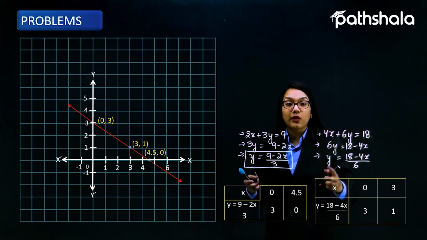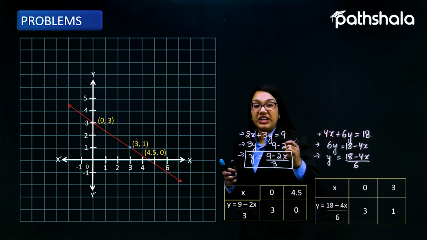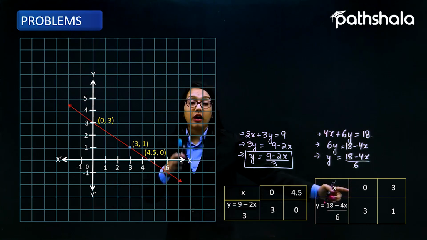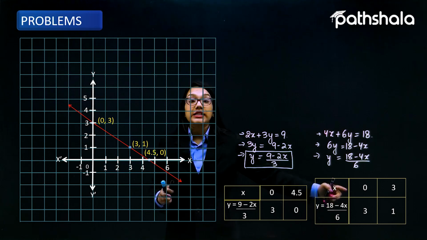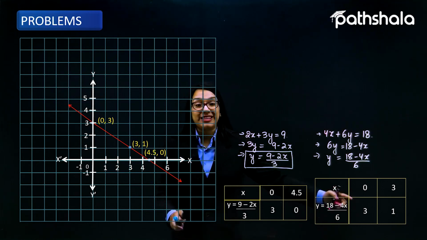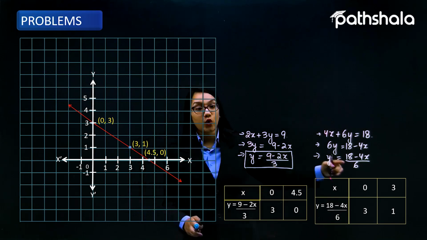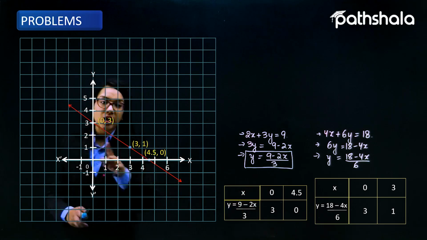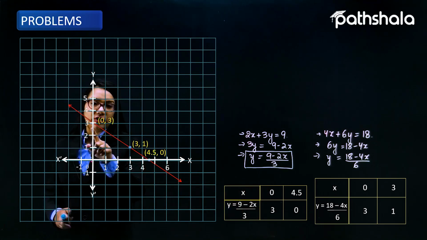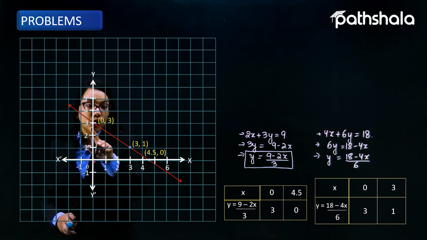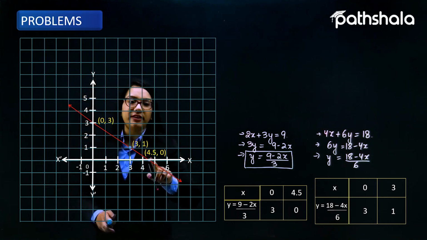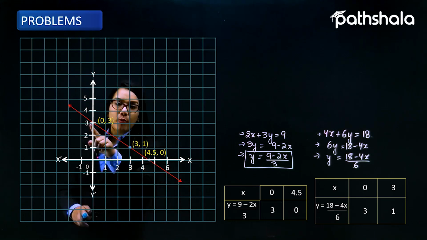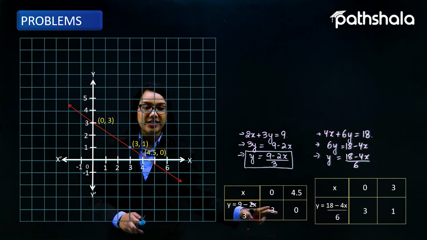Why have I taken the coordinate 0, 3 first? As you can see, in both of these solutions we have one common coordinate, which is 0, 3. So when we are plotting the graph of the very first equation, we have 0, 3 as the very first solution, and the second solution for the first equation is 4.5, 0. So this is my 4.5, 0. These two points are representing the solution of this equation.